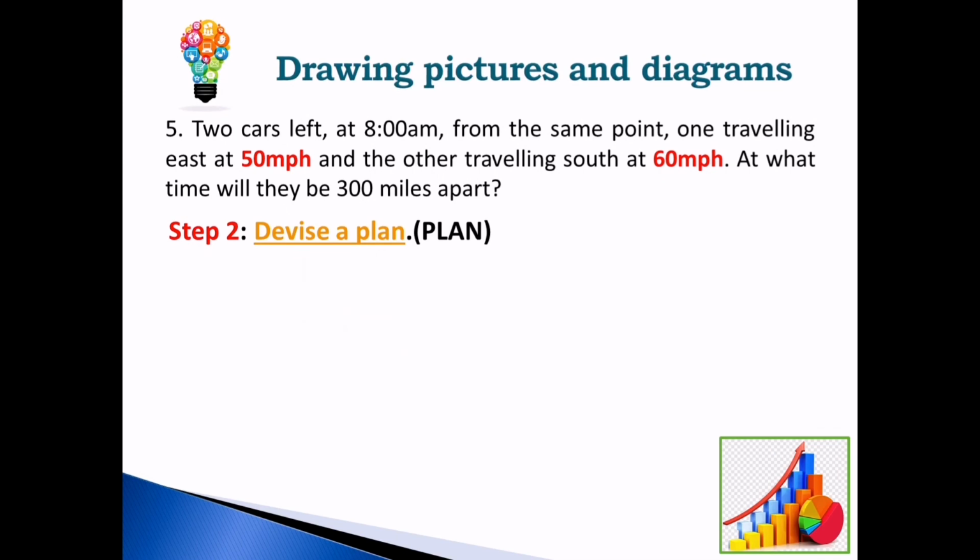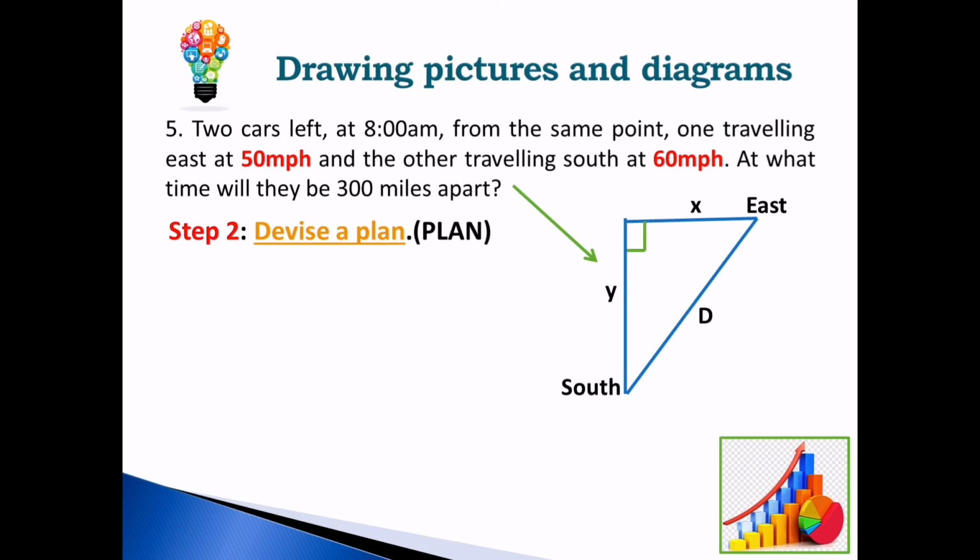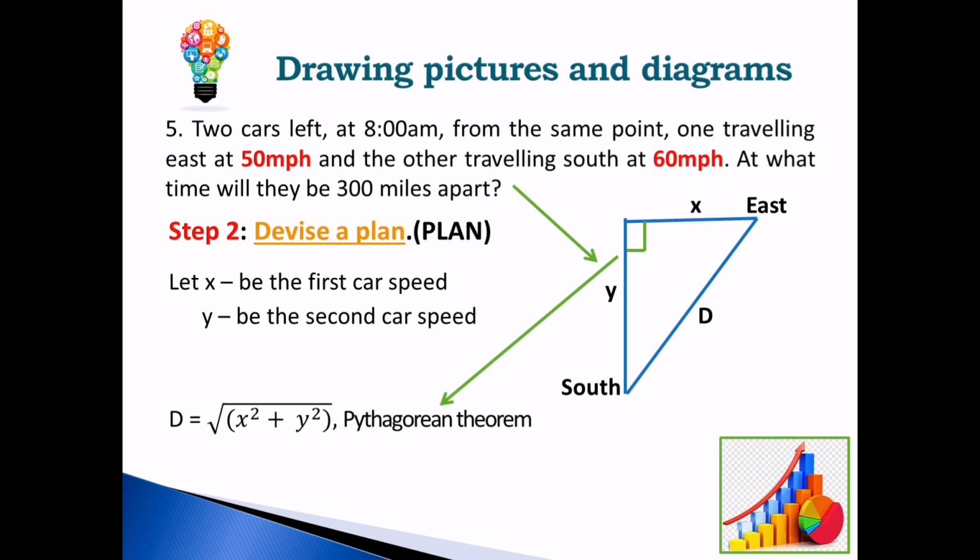So let us have the second step: devise a plan. It is better to draw it or make a diagram to give us a clear visual of what we are trying to solve. Here we have the first car going east, the second car going south. As we notice, their travels form a right triangle, and if it is a right triangle, obviously you can apply the Pythagorean theorem.